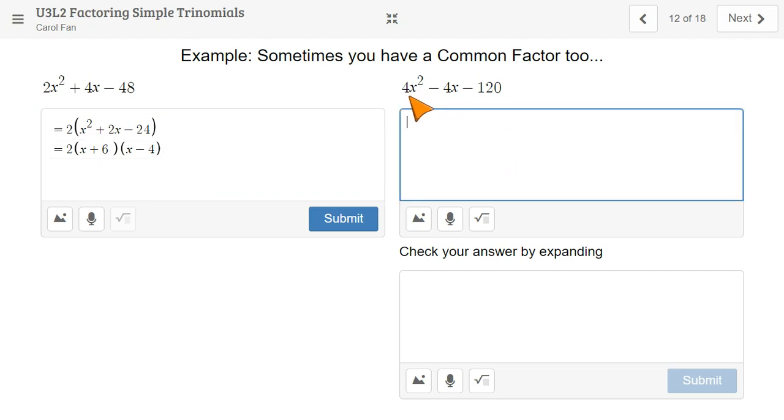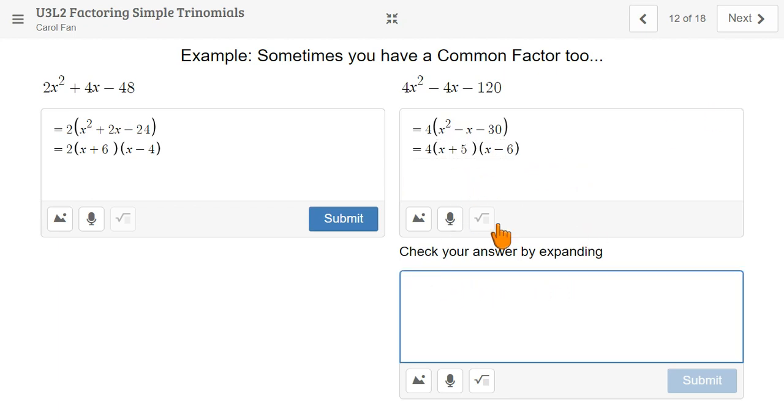Another one, 4x squared minus 4x minus 120. Let's factor it by 4. So 4 bracket x squared minus x minus 30. We're going to continue on. 4 times x plus some number and x minus some number. Factors of 30 that add to negative 1. We could do a positive 5 and a negative 6.